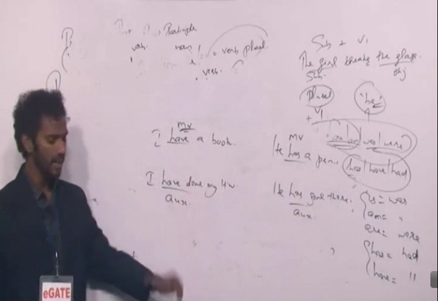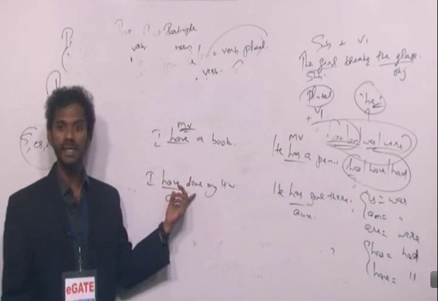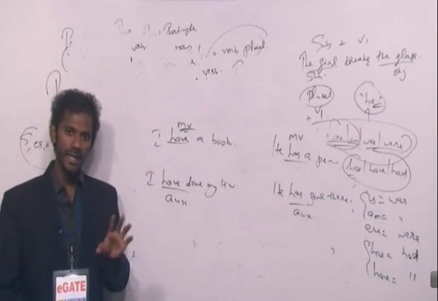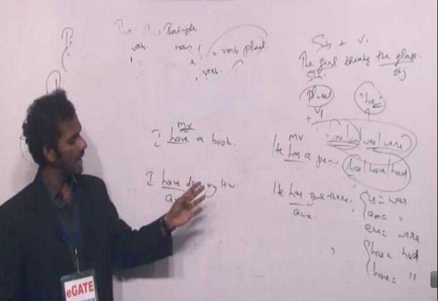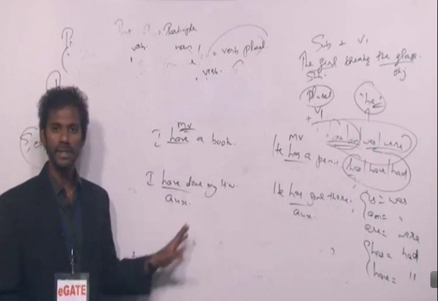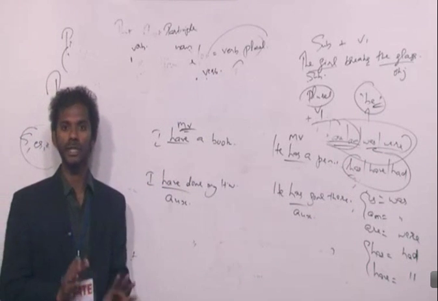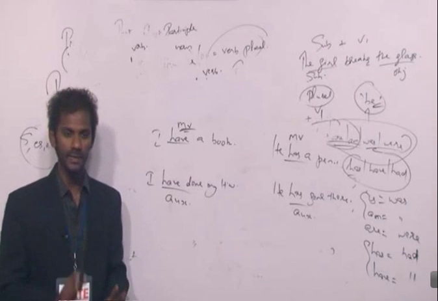Come to this sentence once again. I have done my homework. Done is a main verb, action. If there is a main verb after has, have, or had, then they are termed as auxiliary verbs. That is the only difference. Got it? Fine. Same is the case.